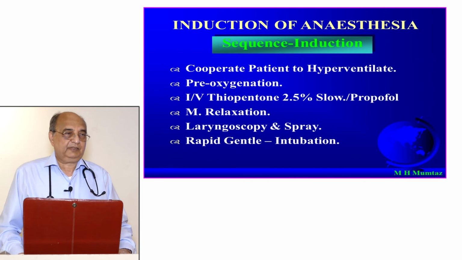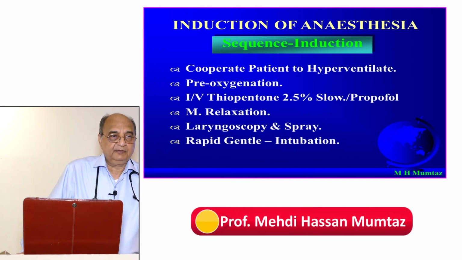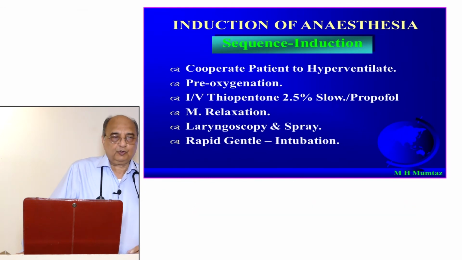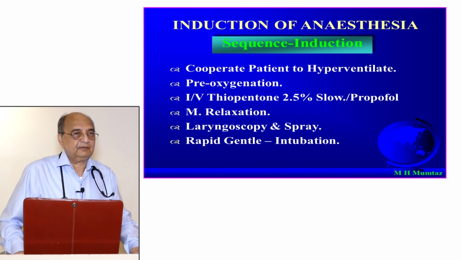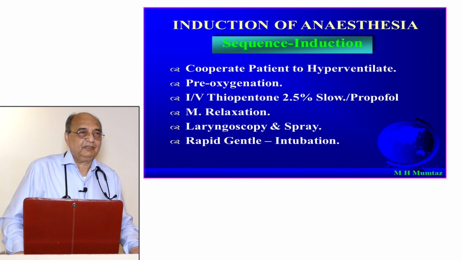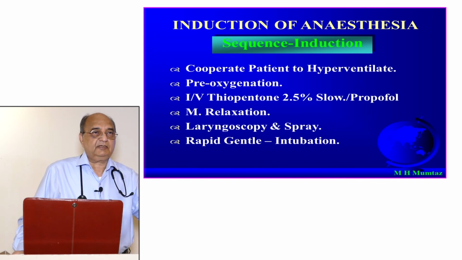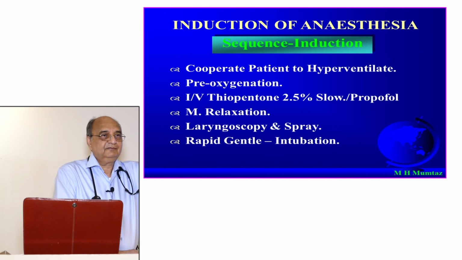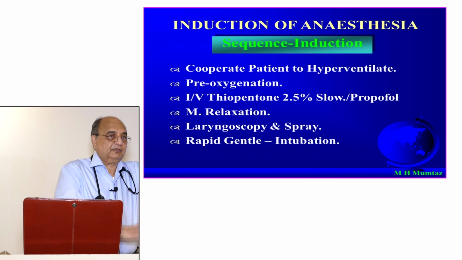Rapid gentle intubation. Now gently you put your laryngoscope in and the tip of your laryngoscope should be in the vallecula. Vallecula is the junction of the tongue with the epiglottis. Put it there and lift upward and forward. Don't make the upper teeth a fulcrum. You will see the laryngeal aperture there, and directly go there and very gently put the tube in.